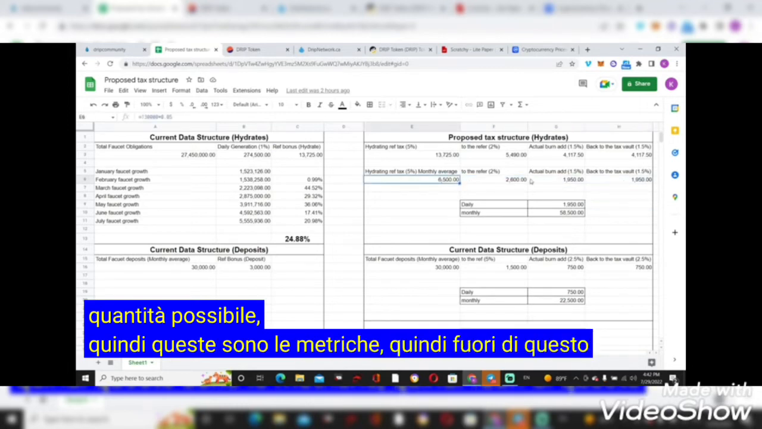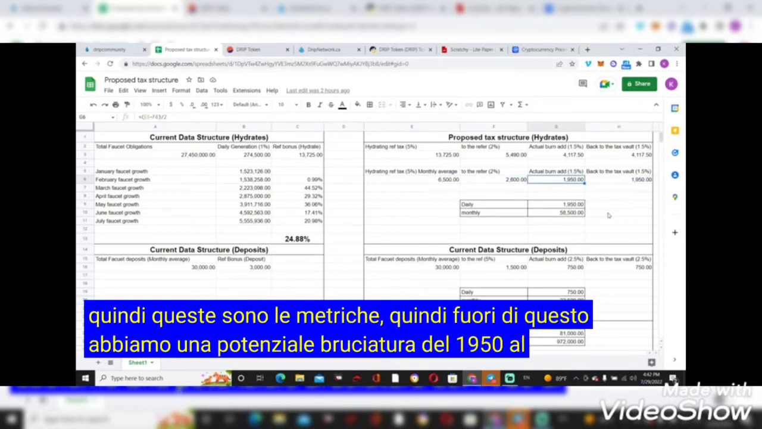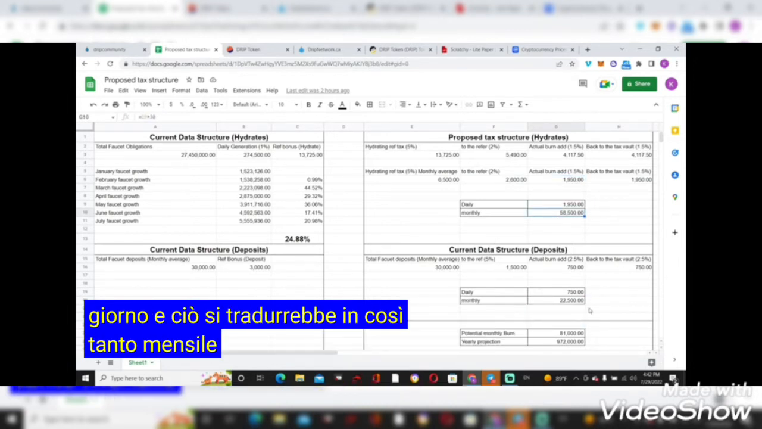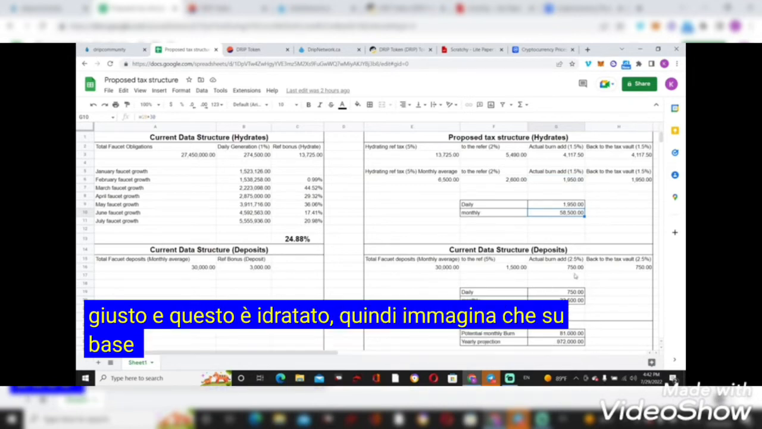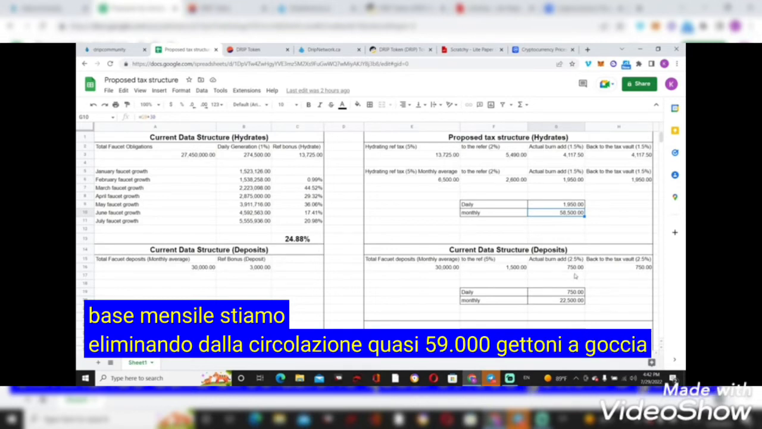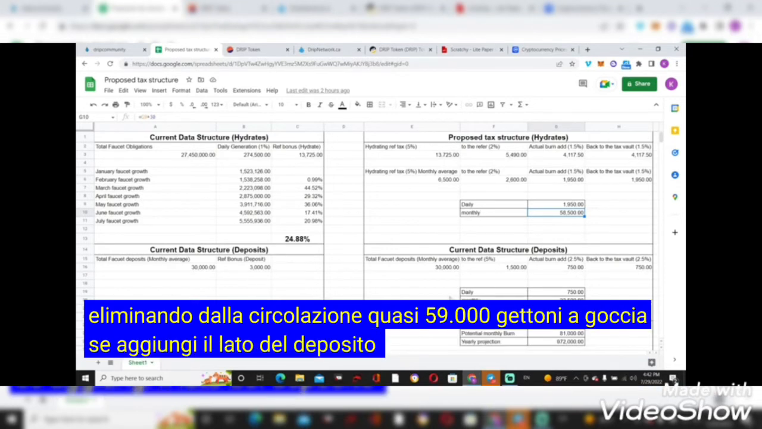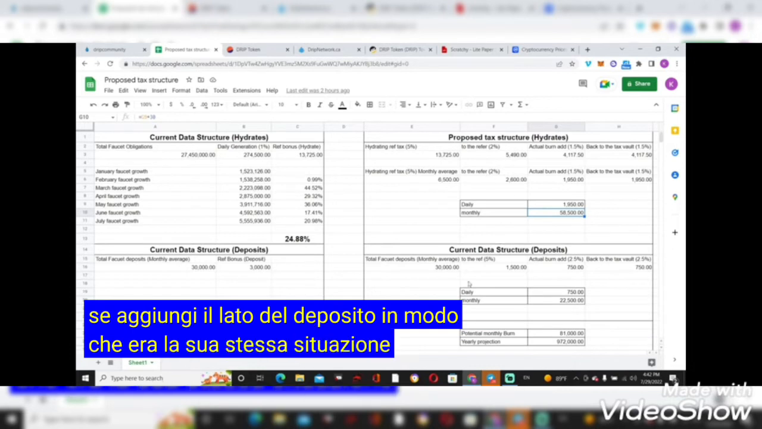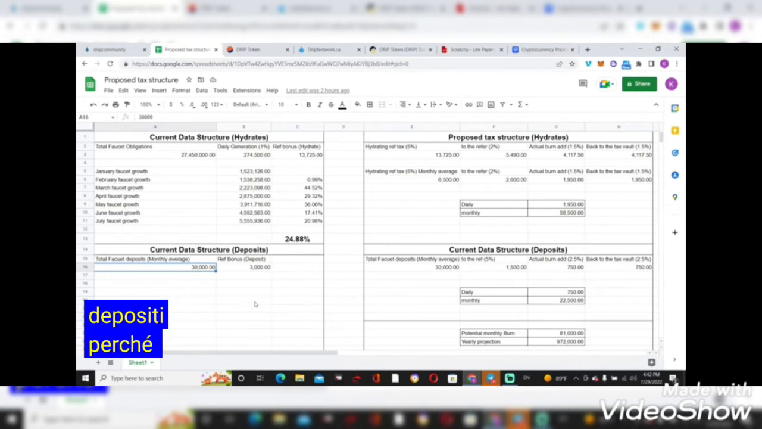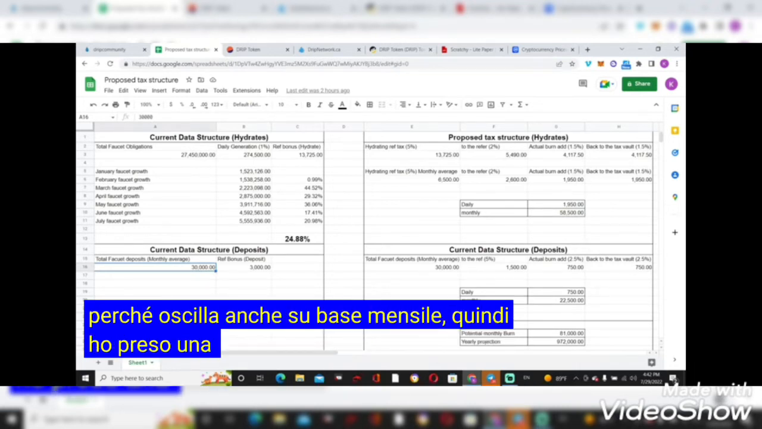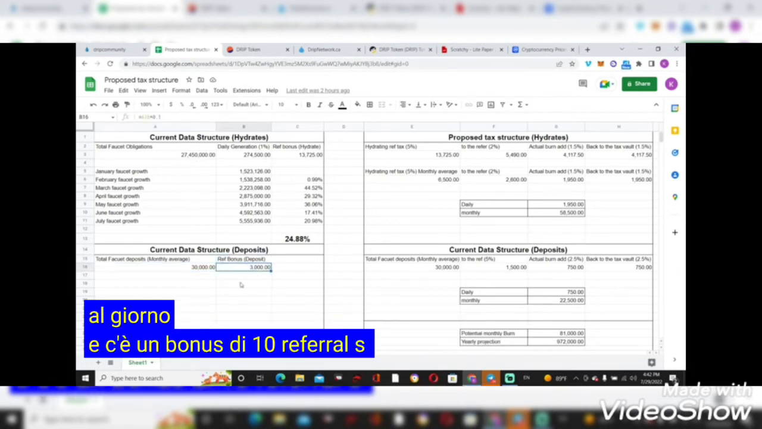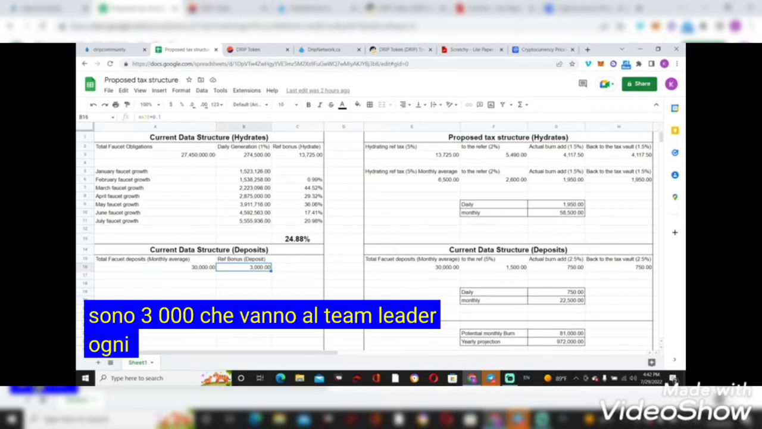So out of this, we have a potential burn of 1950 daily, and that would translate to that much monthly. Alright, and that's hydrate. So imagine on a monthly basis we're taking almost 59k drip tokens out of circulation. If you add the deposit side of it, same situation, but from the deposit side you have fewer deposits because it also fluctuates on a monthly basis. So I took a monthly average of 30k deposits a day, and there's a 10% referral bonus, so that's 3,000 going to the team leads every single day.